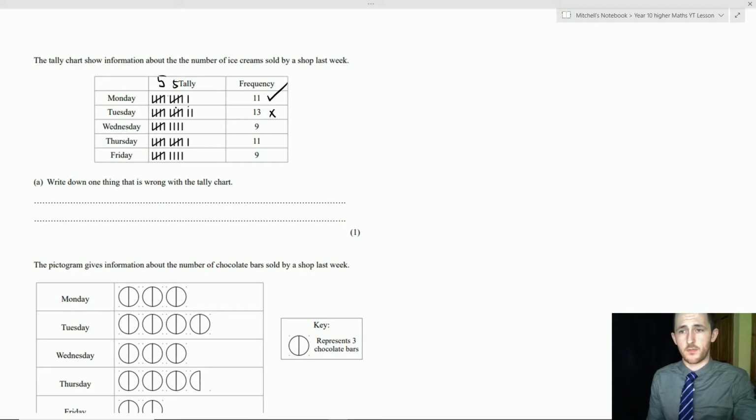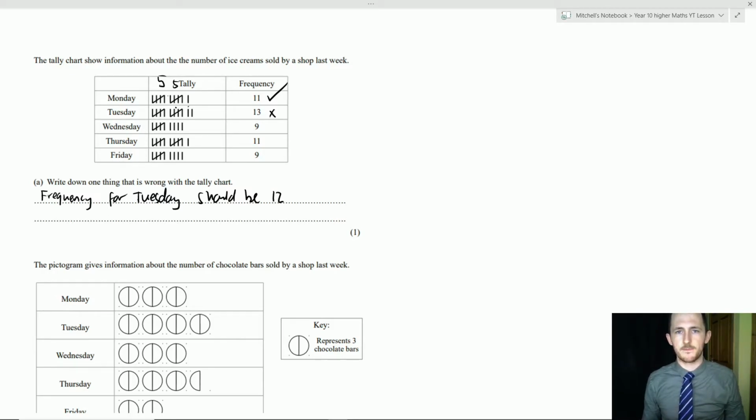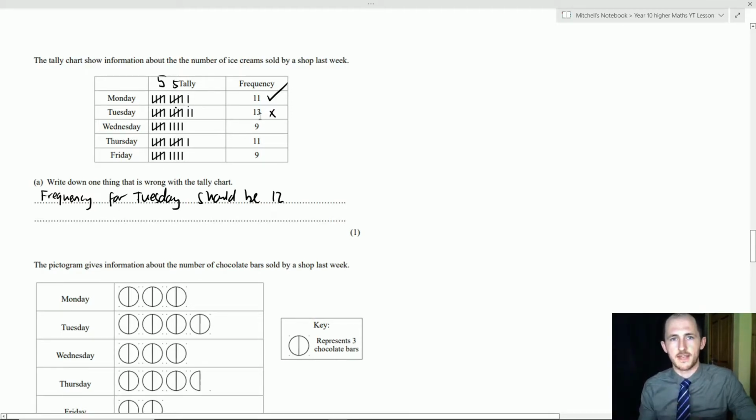So you just say what's wrong: the frequency for Tuesday should be 12 instead of 13. That's it, 1 mark. Whenever they ask, and they like to ask this question in exams, write down one thing that's wrong with whatever, the best way to answer it is to look at what the common things are. So does it have everything it needs? A tally, frequency, and these categories? If yes, count the tallies and that'll be your mistake.